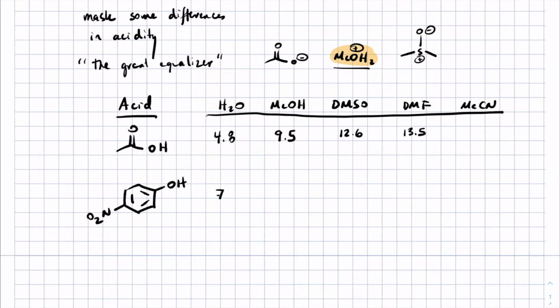Paranitrophenol has a pKa of like 7.2. In methanol, it goes up again by almost 10,000 fold. It doesn't make a huge difference going to DMSO, it's a little bit less acidic in DMF, and hugely less acidic in acetonitrile.